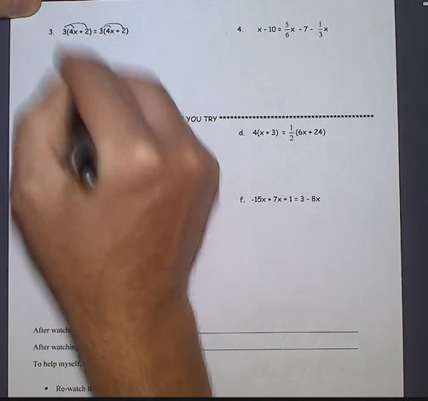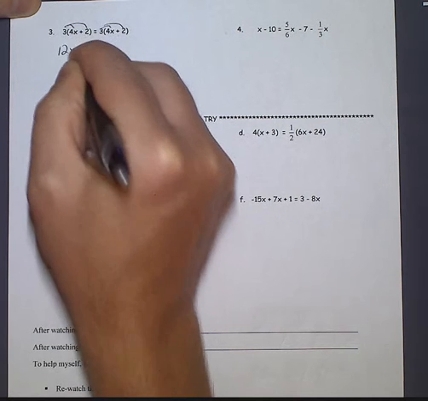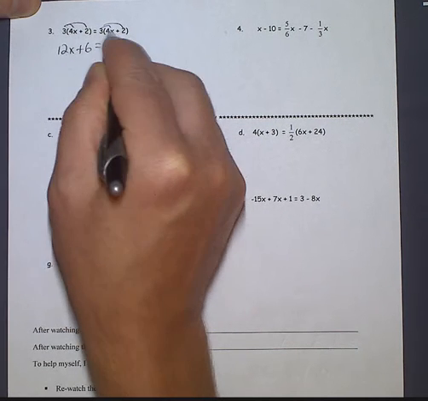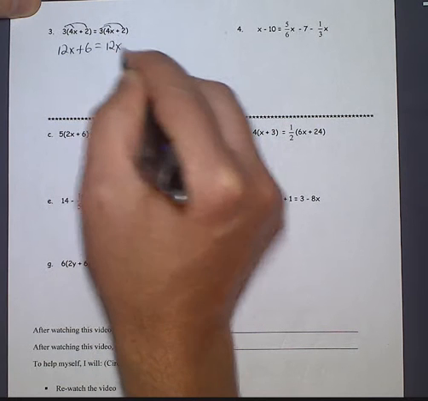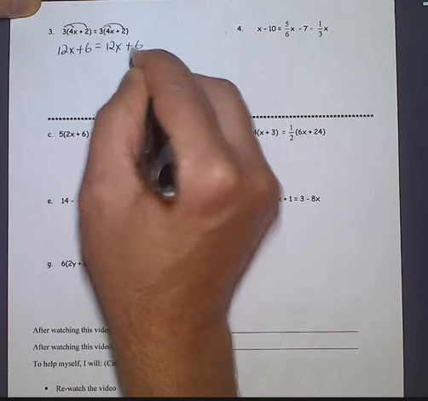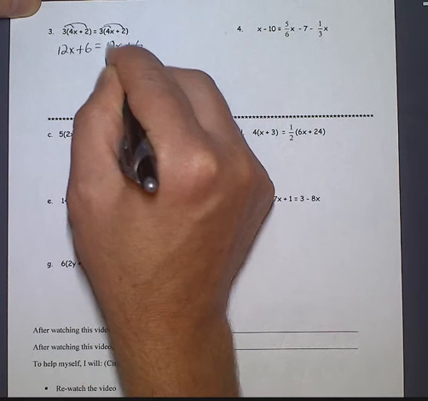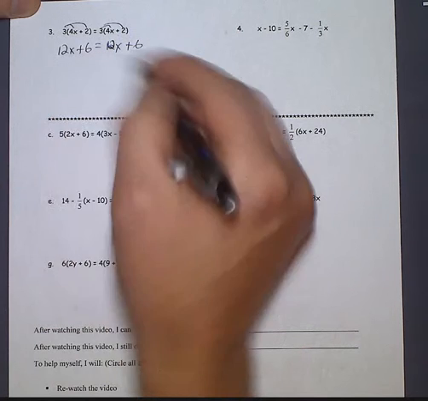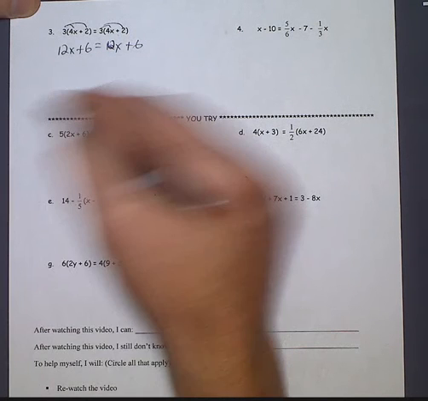So 3 times 4x, 12x. 3 times 2 is 6. Equals 3 times 4x is 12x. 3 times 2 is 6. Looks like these things are the same, which might make sense. Let's get the variables to one side and the constants to the other side, okay?